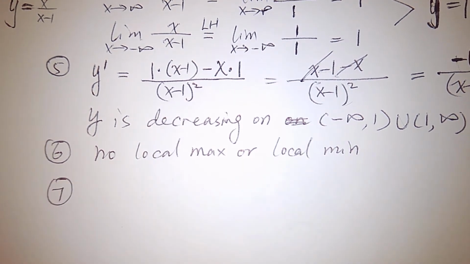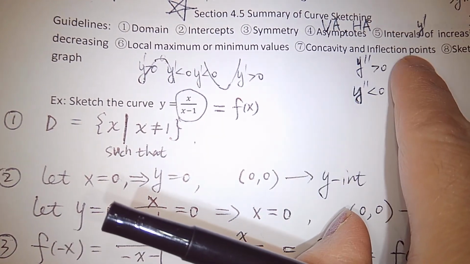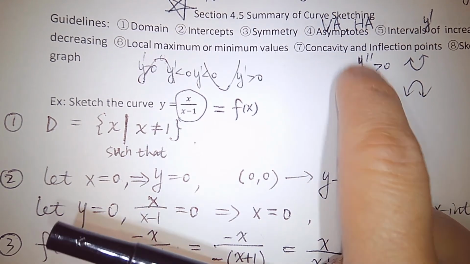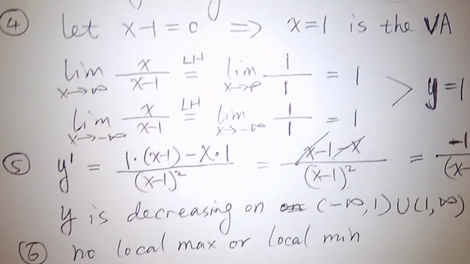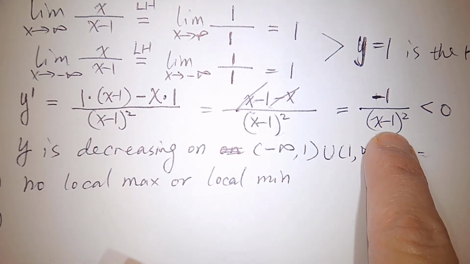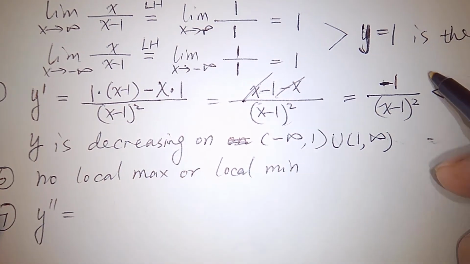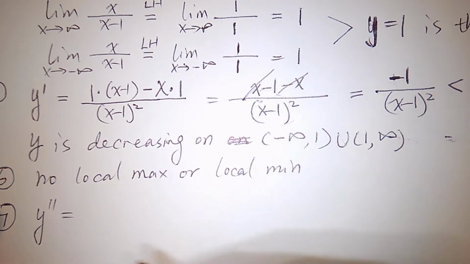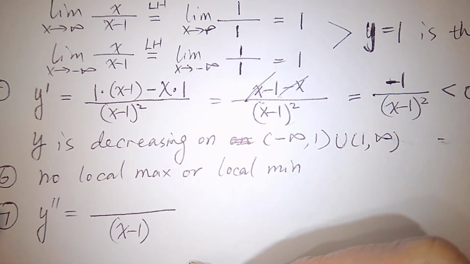Step 7, concavity and inflection points. How to find the concavity? What do we do? Check the second order derivative, okay? So let's check. This is y prime, right? So y prime, we're differentiating this, right? To differentiate the fraction, we use the quotient rule, right?